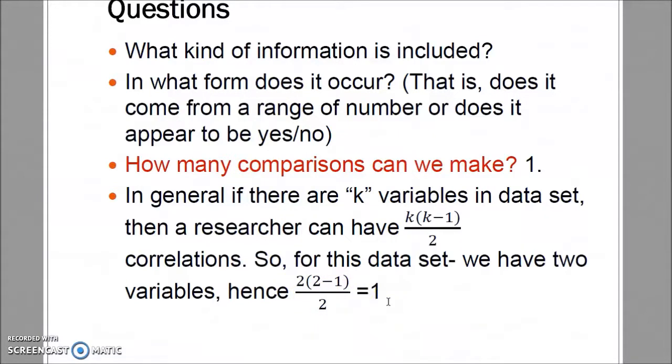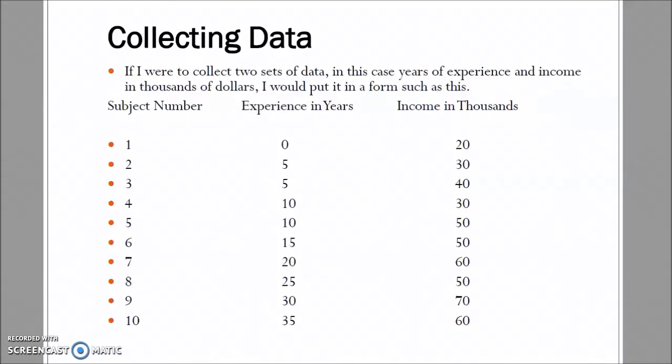So in this data set, I could only make one correlation. But if I have 3 variables, then it will be 3 times (3 minus 1) divided by 2, which means I can make more than one correlation. So the number of variables determines how many correlations you can make.